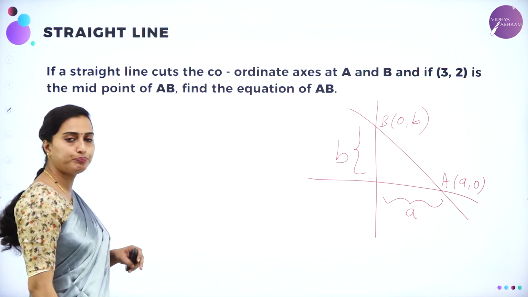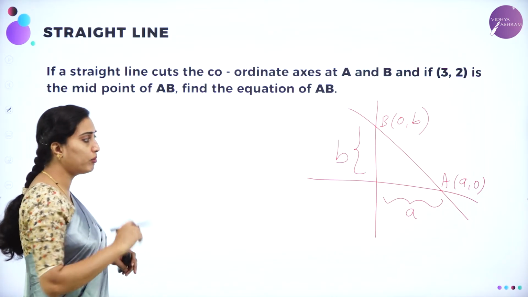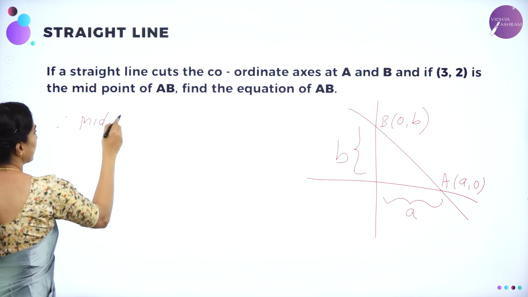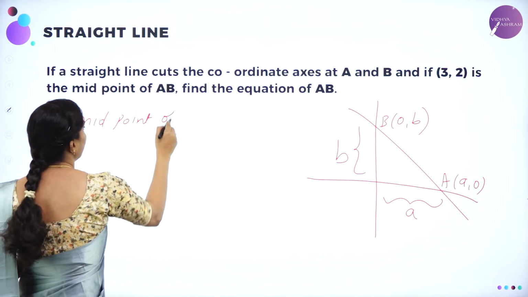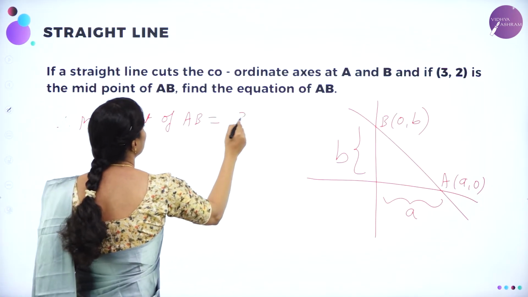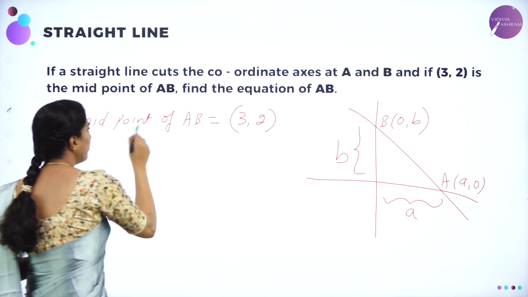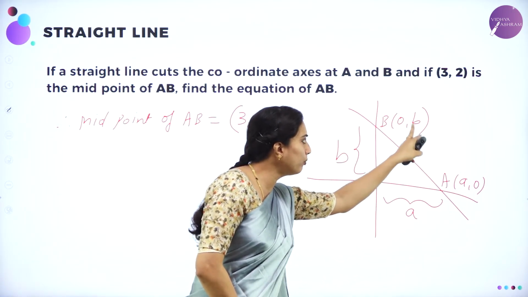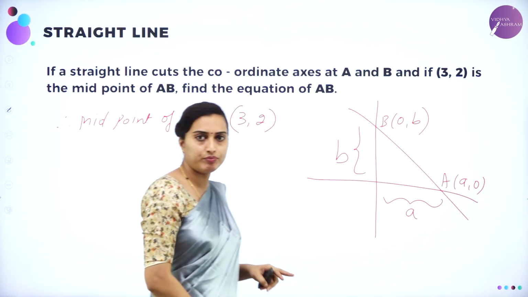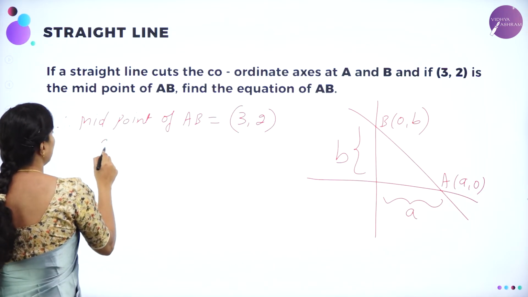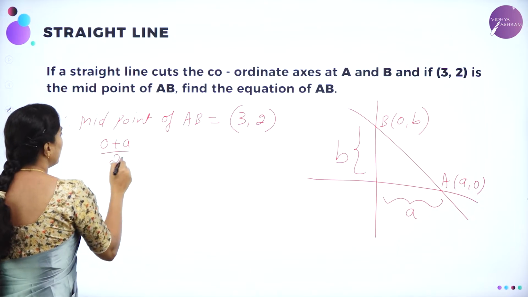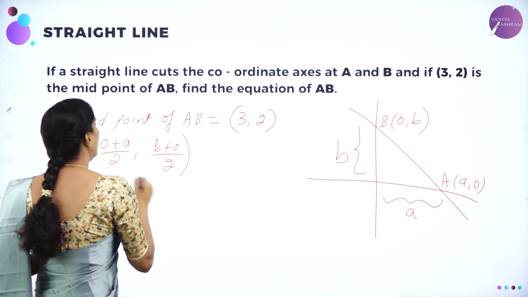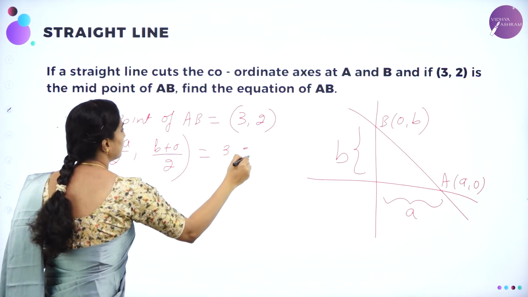What is the midpoint of that? 3 comma 2 they have given. Midpoint formula is given by what? So therefore, midpoint of AB is equal to 3, 2 given. So midpoint of AB is given by x1 plus x2 by 2, comma y1 plus y2 by 2. What is x1 plus x2? 0 plus a by 2, comma b plus 0 by 2 is equal to 3, 2.